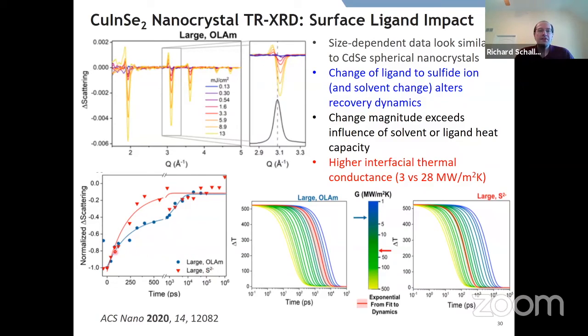But what you see here is that in these recovery timescales of watching disorder go away, which is suggestive of losing thermal energy, the S2 minus case is recovering appreciably faster than the oleylamine capped particles. And these are the exact same particles, just having been surface exchanged post-synthesis and then still having the same optical properties, suggestive that they're not modified, like etching or something like that. So that starts to get into this question of what's called interfacial thermal conductance.